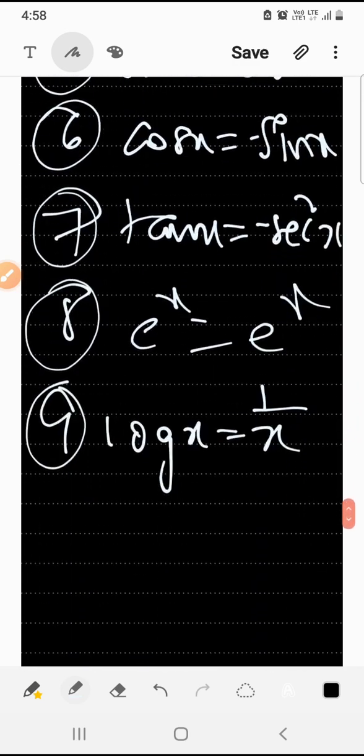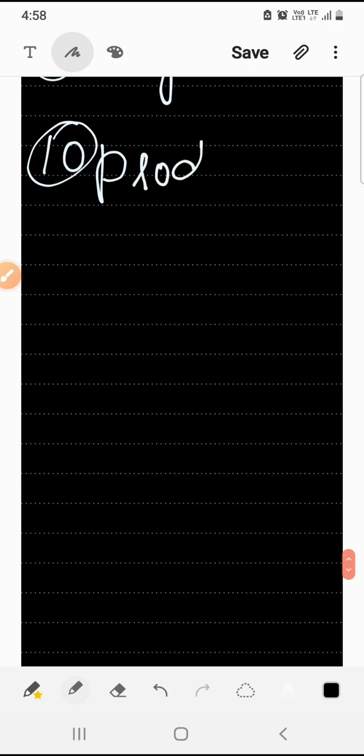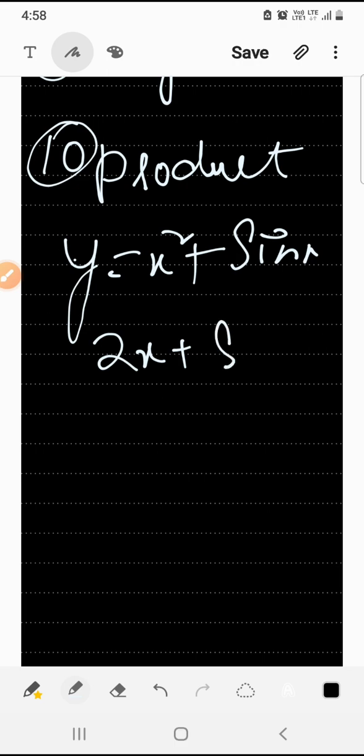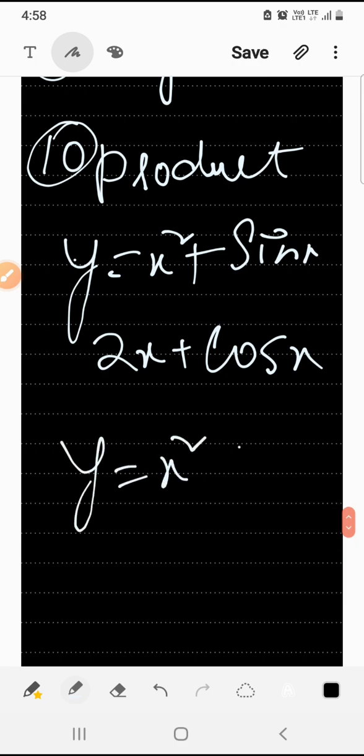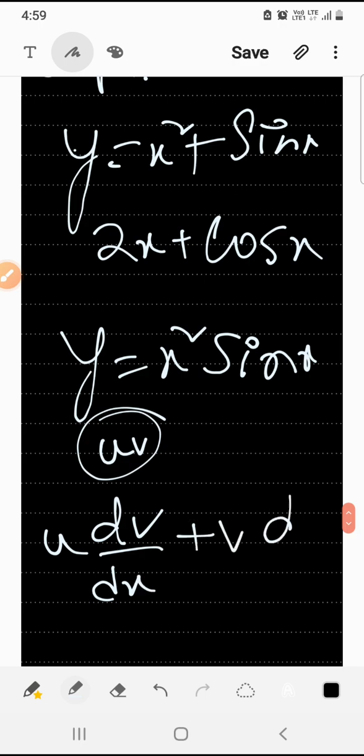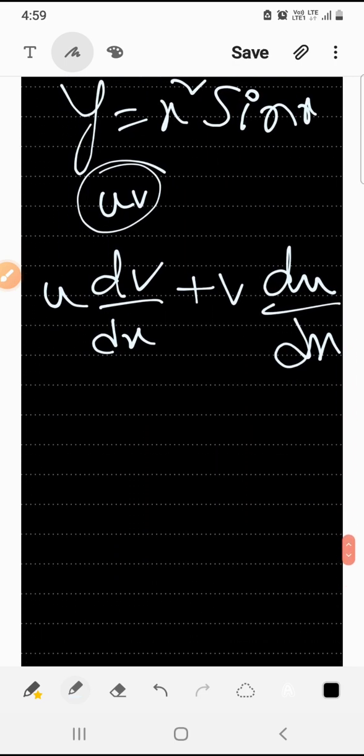In this we have some other rules also. The tenth one is the product rule. If they give x square plus sin x, you differentiate x square and you differentiate sin x, which is cos x. So this is the answer. But if they give x square sin x, then what will you do? It is taken in the uv form. Differentiate the first one, keeping the other constant, plus differentiate the second one, keeping the first constant. This is the product rule.